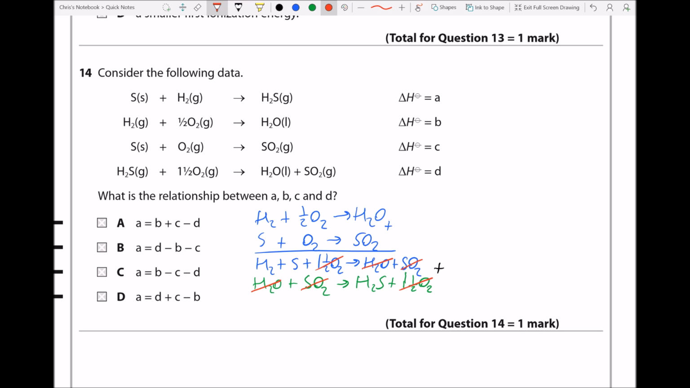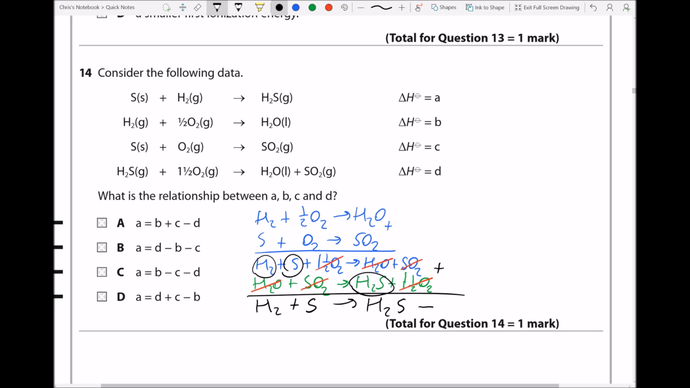Then we look at what we've got left, and what we've got left is just our final equation. H2 plus S, there they are, and that will produce H2S. There it is. Okay, check, does that match A? The answer is yes, it does. S plus H2 forms H2S, so actually the answer is A. Thankfully, otherwise you might have had to check the rest of them. But because we've got the right answer, that's fine.